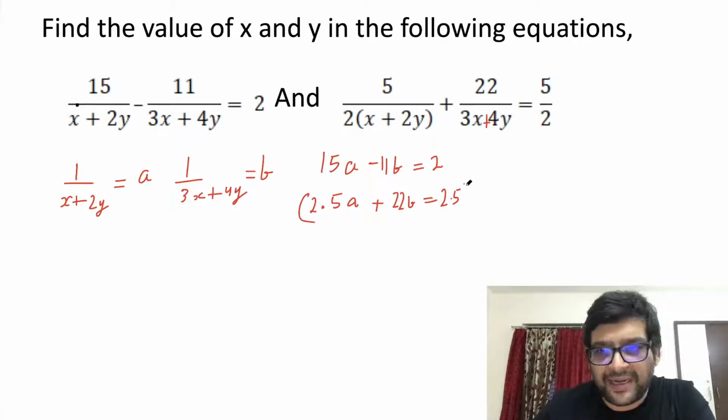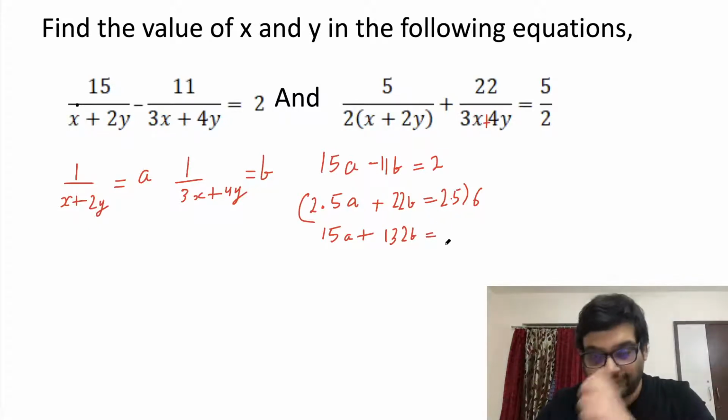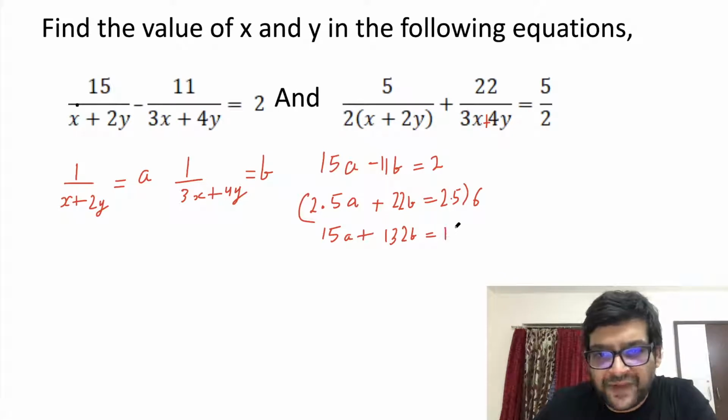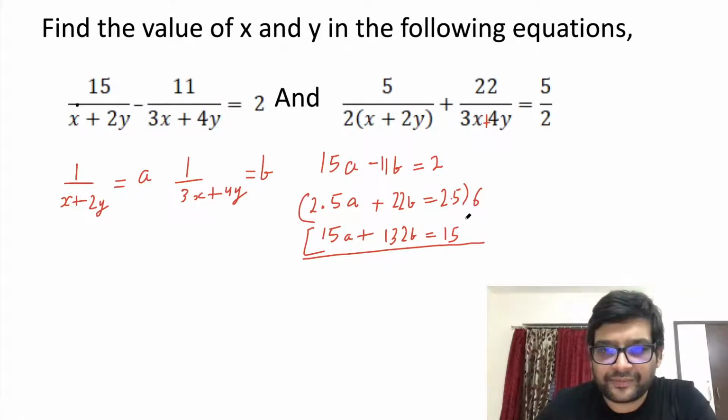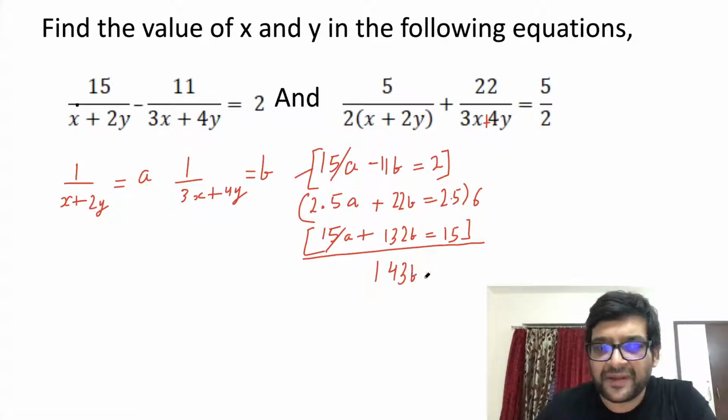Now, I multiply this with 6. So I will get 15A plus 132B equal to 15. And then I will subtract, or let me subtract the first equation from the third one that I have. So 15A will cancel. 132B minus of minus 11B is 143B. 15 minus 2 is 13. So I get the value of B as 1 by 11.